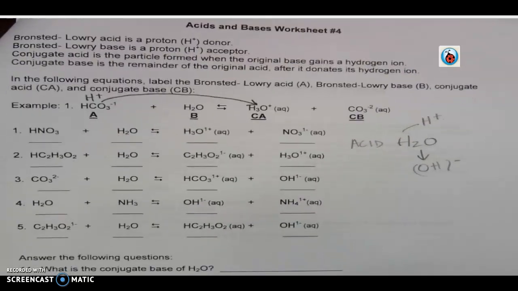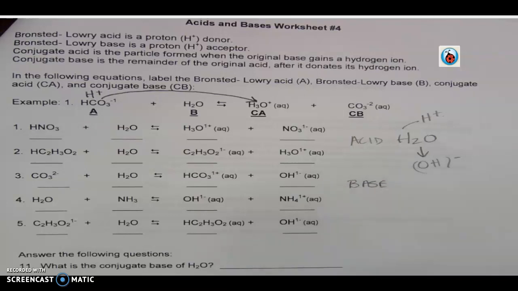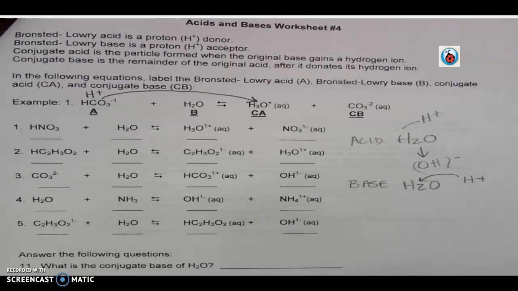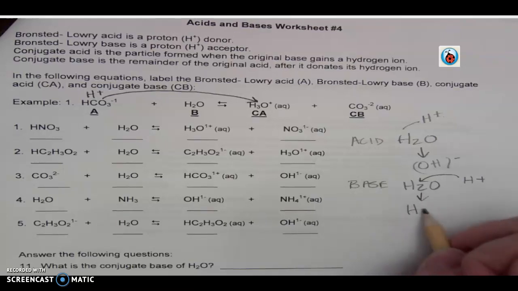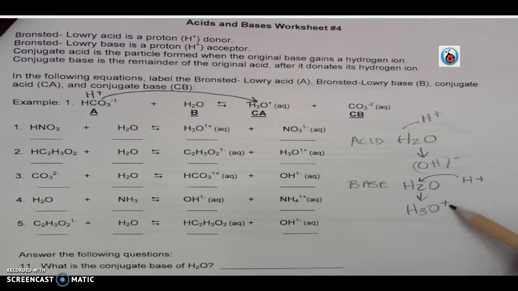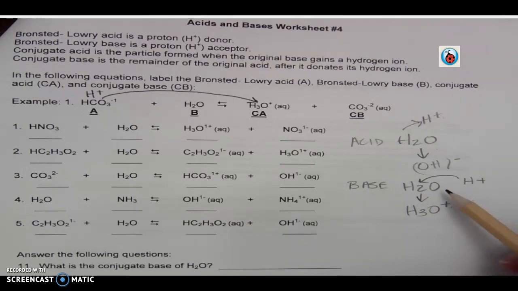What if water acts as a base? That means it's a hydrogen ion acceptor. So water starts out as H2O, but it gains a hydrogen on the other side. So what do we end up with? We end up with what's called a hydronium ion, H3O with a +1 charge, because we've gained a positive charge, right? So this is when water is an acid: it loses a hydrogen ion. And this is when it's a base: it's gained a hydrogen ion.